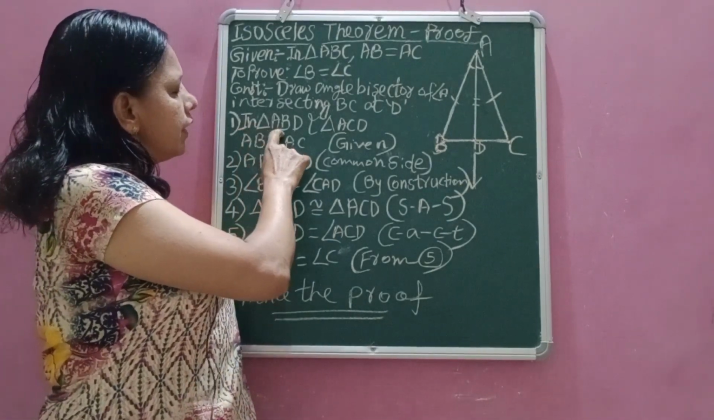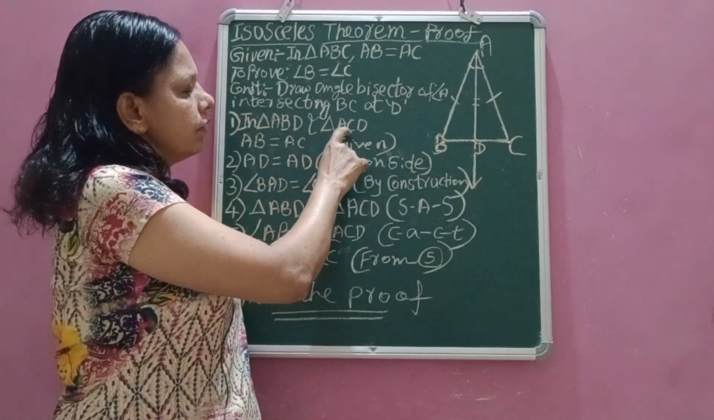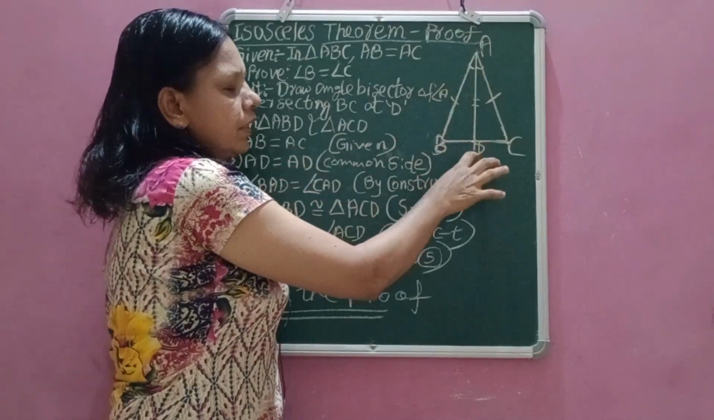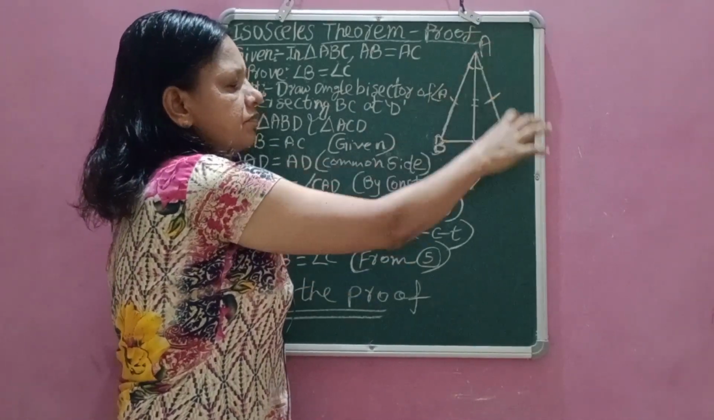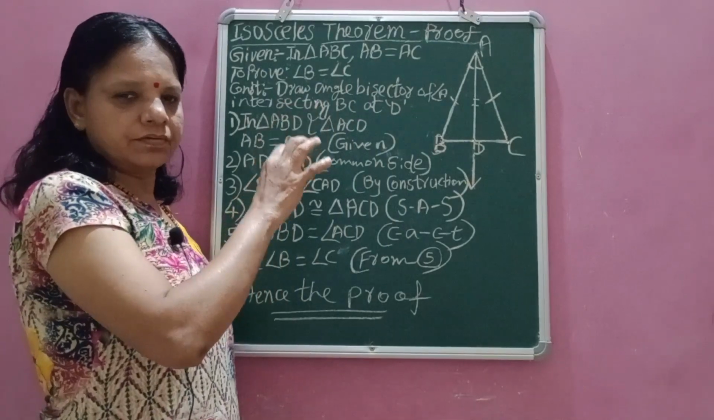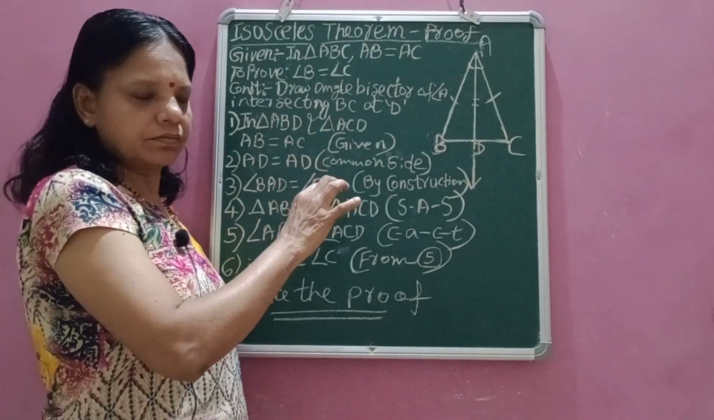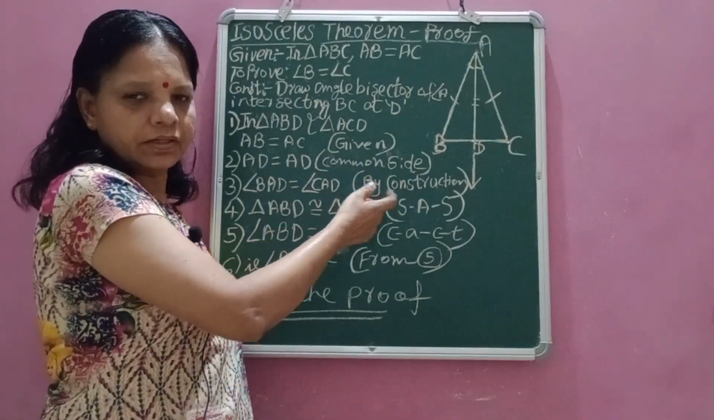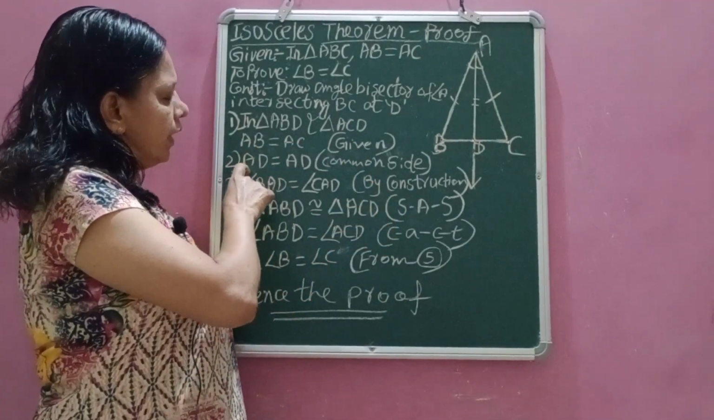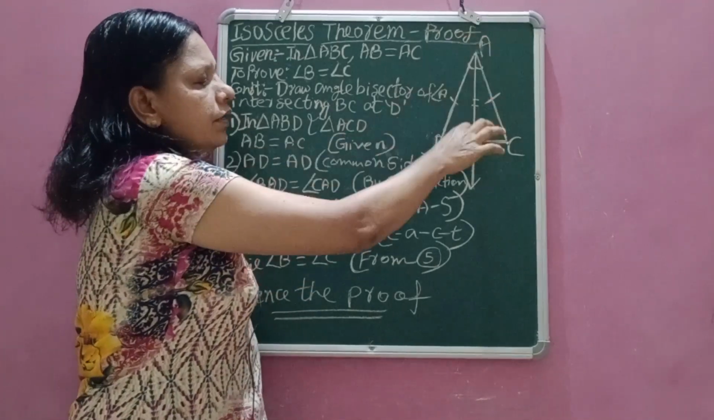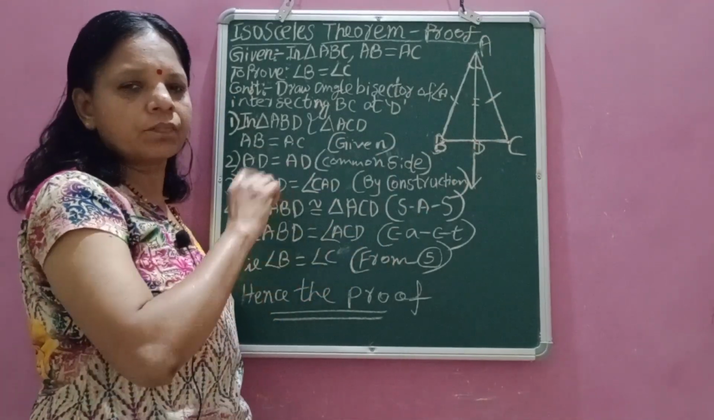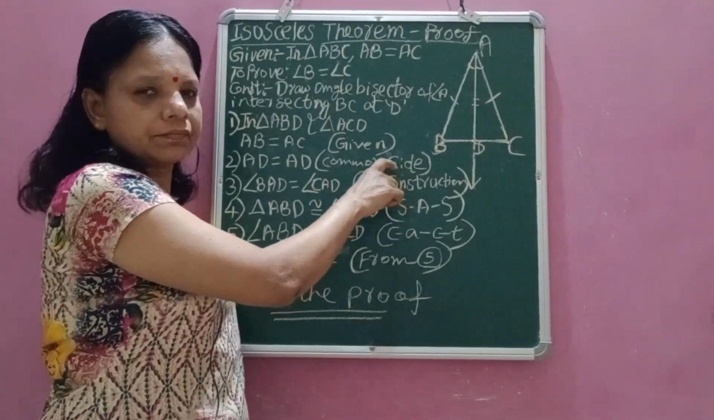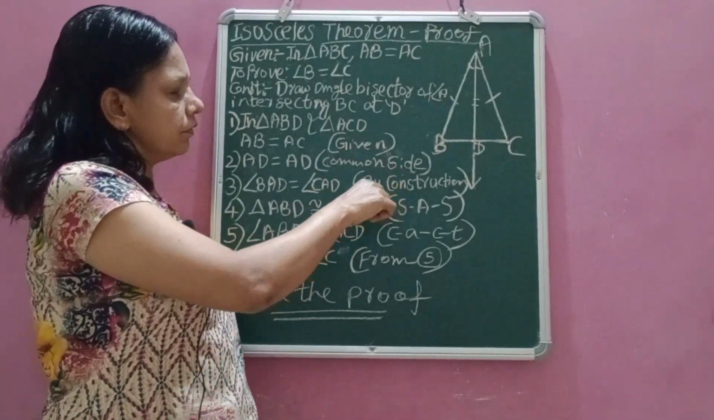Then start writing the statements. In triangle ABD and triangle ACD, how do you have to name them? Triangle ABD and triangle ACD. The correspondence is like that. AB equal to AC. Reason: given. AD equal to AD. AD is the common side for both triangles. So what reason will you write? Common side.